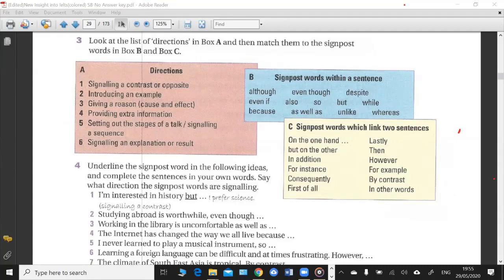Question number 3, giving a reason, like cause and effect. Because, yes. No, but is for an opposing idea or for contrast. Something happened because of that. For example, I couldn't get up early because I slept very late.